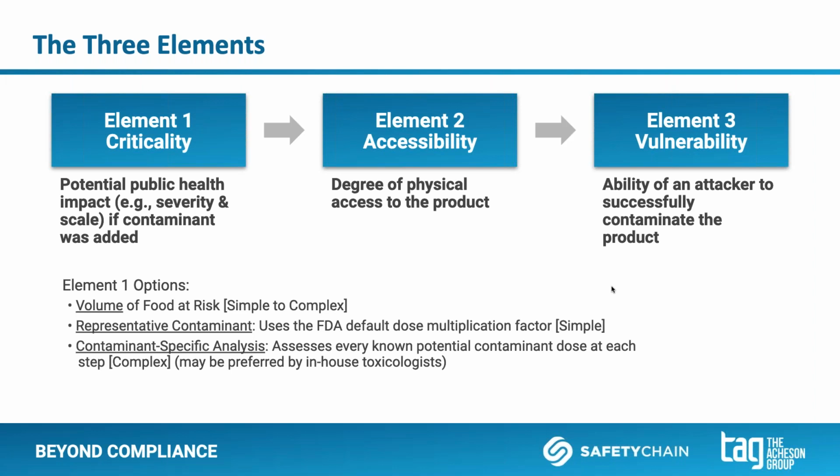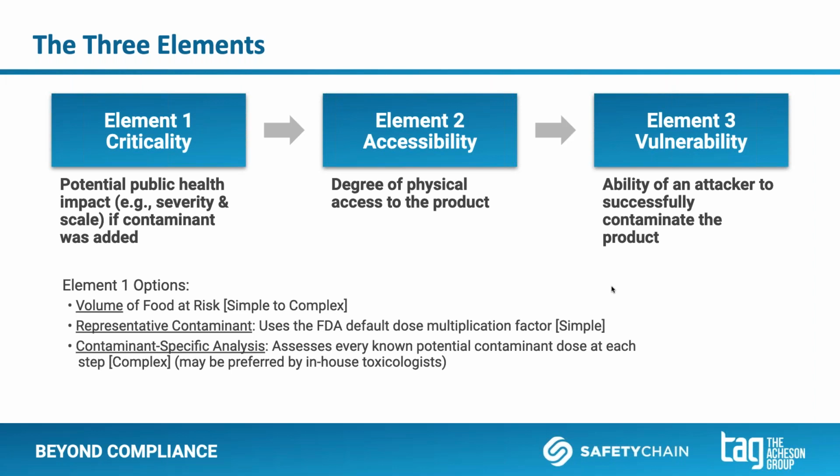Now, the other nice thing about this approach for element 1 is you actually have options on how to score element number 1. So the FDA has given us 3 options. We can do it by volume of food at risk, which could be complex to do, but in general, it's not that hard.